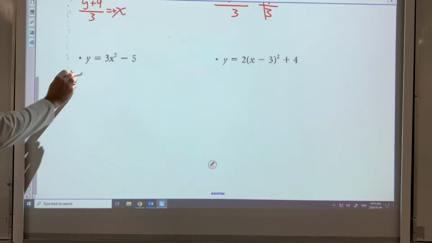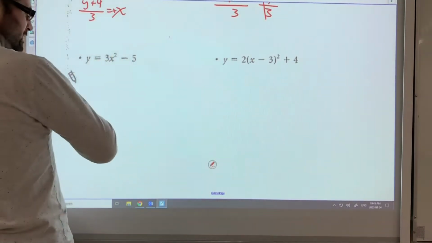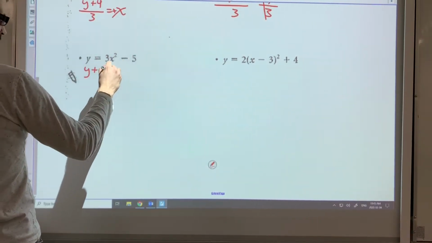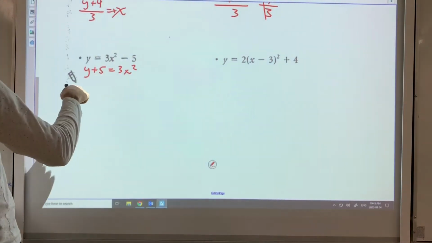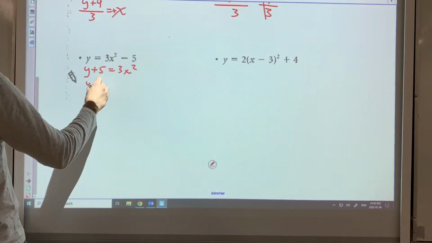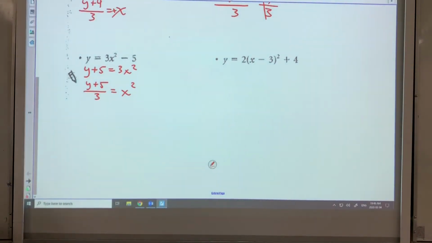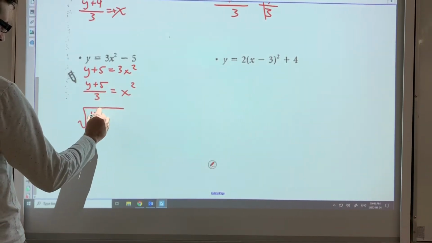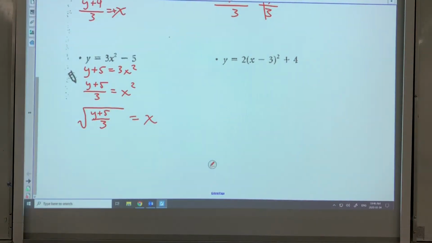All right, let's look at one that has a squared on the x. Okay, so you're going to want to isolate your squared variable first. So we'll add 5 to both sides to undo that. And then before we deal with the squared, we're going to divide everything by 3. So you're going to get y plus 5 divided by 3 equals x squared. Okay? And in this case, we're just going to do the square root. So you're going to write square root of everything. So y plus 5 over 3, that's going to equal x.